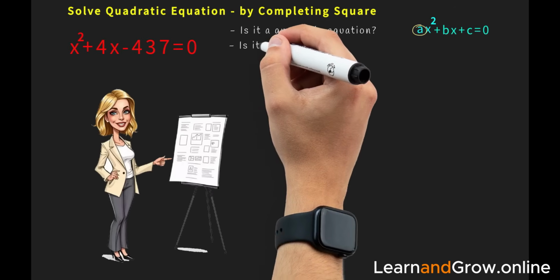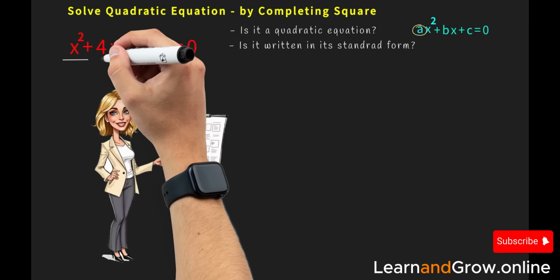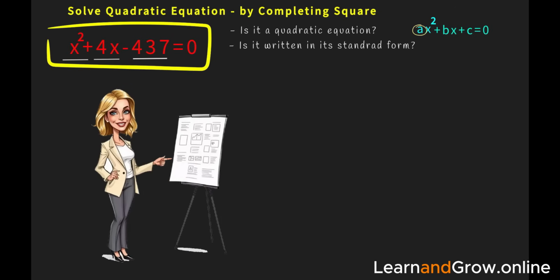Next, we need to make sure the equation is written in its standard form, with the x squared term first, the x term in the middle, and the constant at the end. If it's not in that order, we simply rearrange the terms to match the standard form. In this case, the given equation is already written in the standard form.